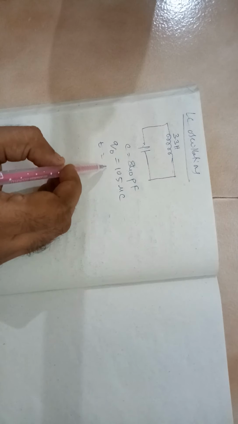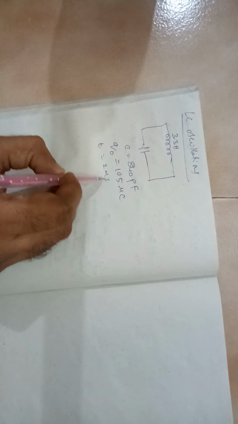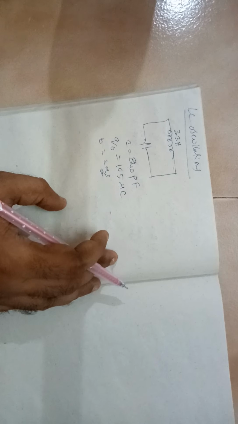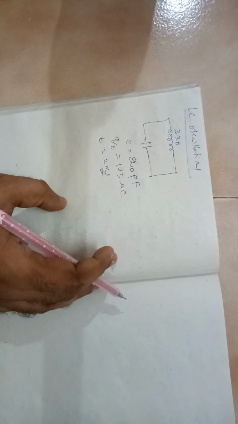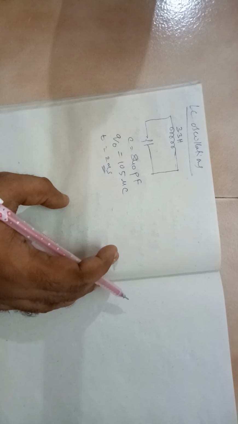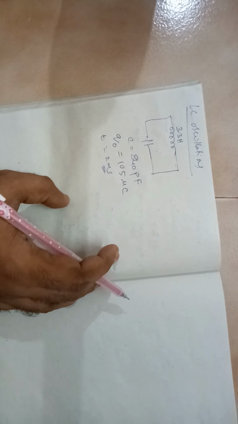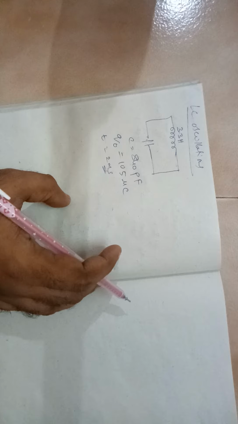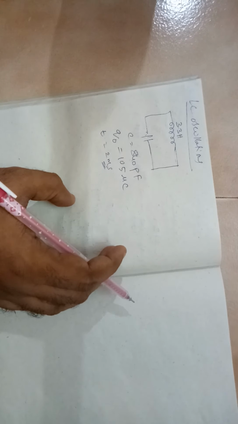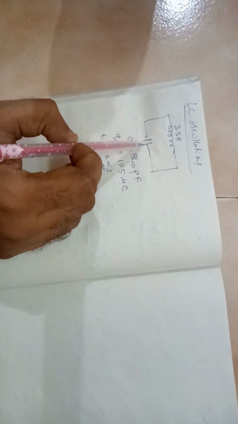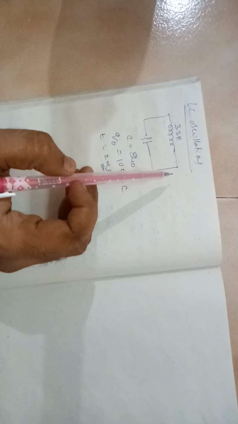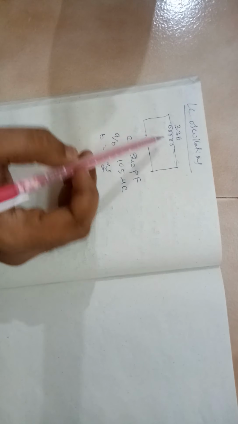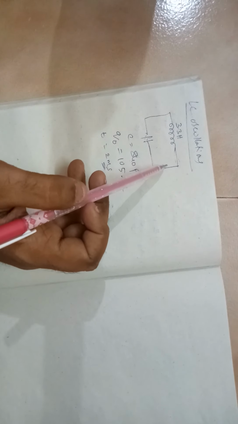and at time 2 milliseconds, what is being asked is what is the energy stored in the capacitor, what is the energy stored in the circuit, and what is the energy stored in the inductor. See, the whole setup is a circuit. This is the capacitor, this is the inductor. So if you add these two energies, you get the total energy of the circuit.